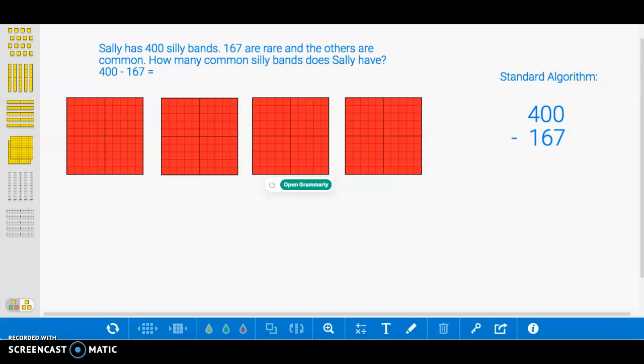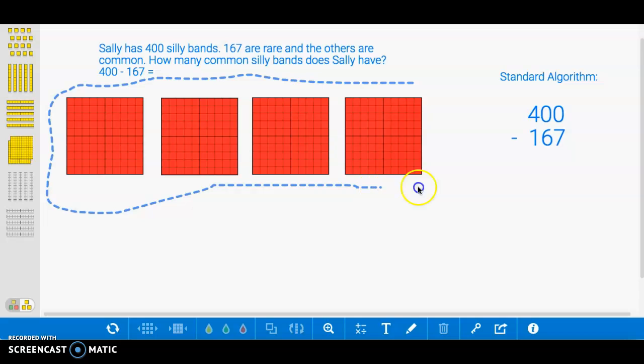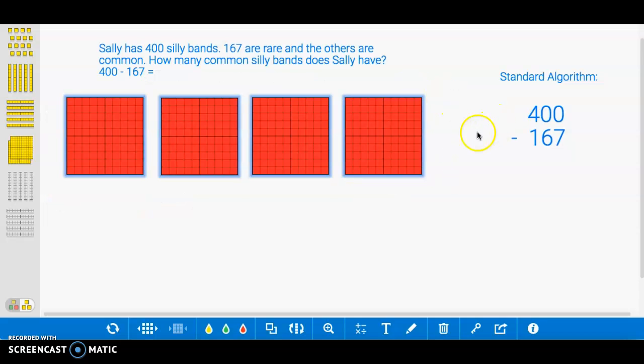I know that this is a part, whole, part unknown word problem, and I'm choosing to solve it with subtraction. My computational equation I will use for this problem is 400 minus 167. To begin, I made a group of 400, or 4 100s, and to begin with the standard algorithm process, you write 400, which is the number of silly bands that Sally has altogether, and 167, which is the number that we're subtracting by.